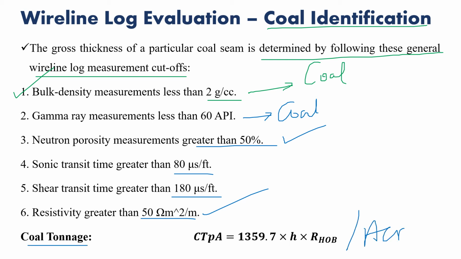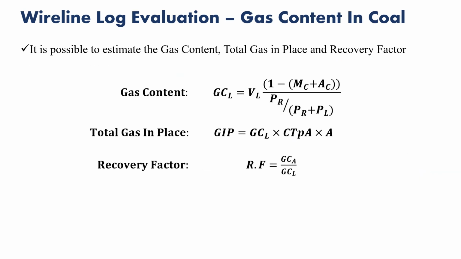Per acre is 1357.9 times h times rho bulk. Okay, so 1357.9 is the empirical constant. It is derived actually because we measure coal in tons. So gas content of coal, this is important, right? It is possible to estimate the gas content, total gas in place and recovery factor.